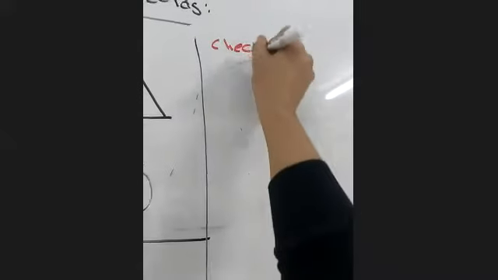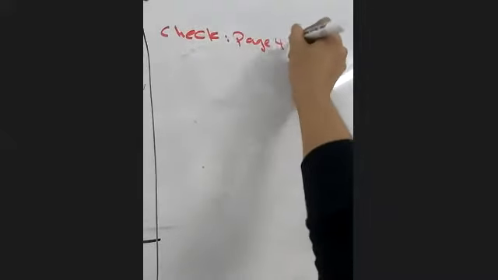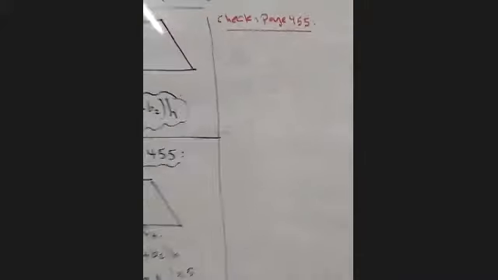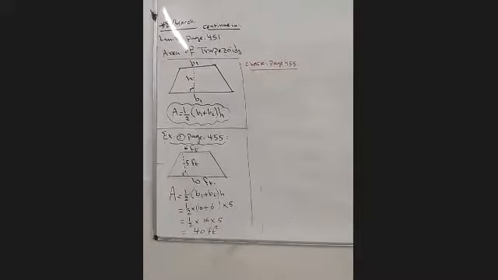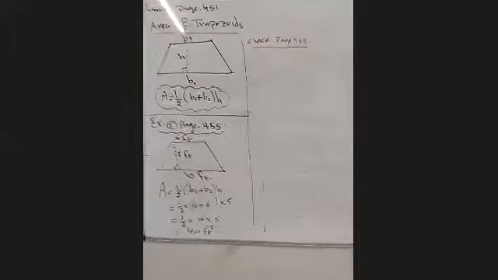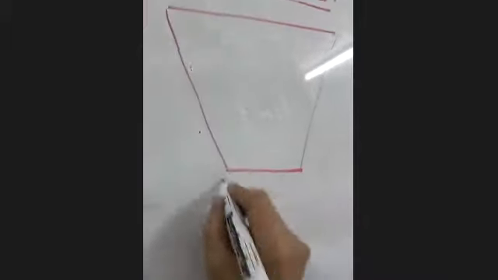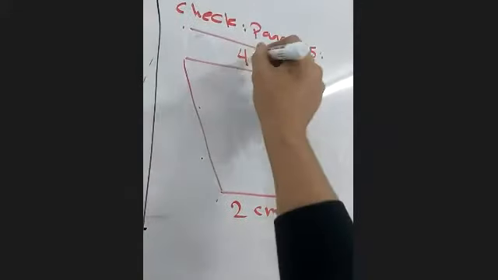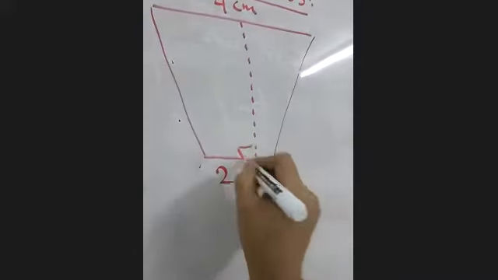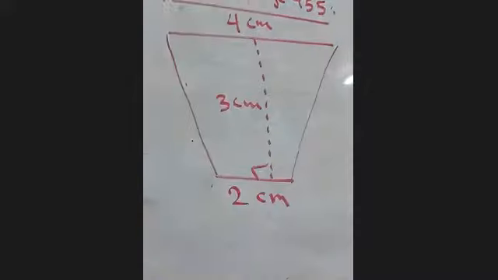Check question, page 455 also. Abdul Rahman, check the question. Find the area of the trapezoid. We have this trapezoid here, something like this, right? Now the bases are 2 centimeters and 4 centimeters. Here 2 centimeters and here 4 centimeters. And what's the height between them? 3 centimeters. Good.